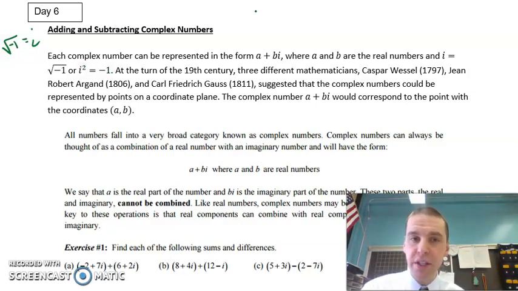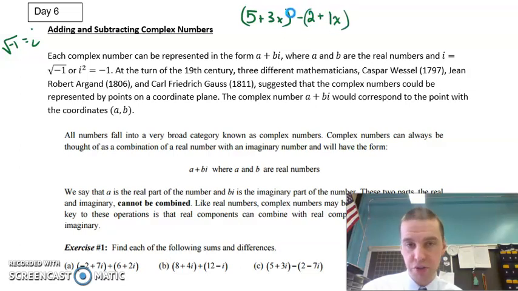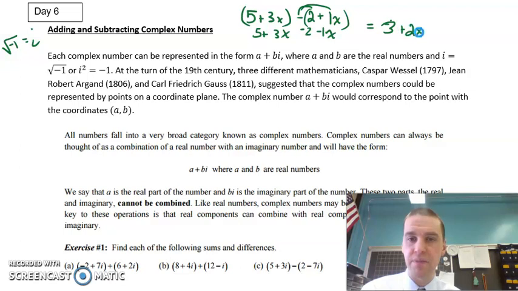And can you do this? If I gave you 5 plus 3x subtracted from 2 plus 1x, can you do that? Well, I hope you can. I hope you can distribute -2 to get -2 minus 1x, and then keep the first factor. And then let's add them. 5 minus 2 equals positive 3. 3x minus 1x is 2x. If you can do that, you can do the beginning of this lesson just fine.